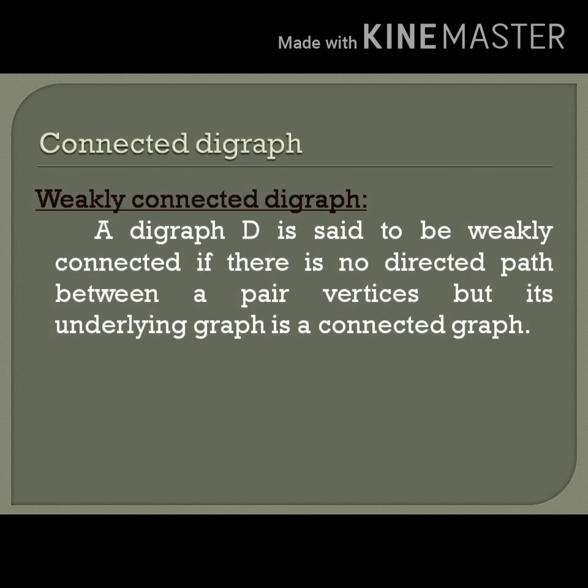The next type of connected graph is weakly connected digraph. A digraph D is said to be weakly connected if there is no directed path between some pair of vertices but its underlying graph is a connected graph. It must be a connected graph, but there is no directed path between every pair. There is a connection, it is directed, but not every pair is connected with a directed path. So this type of graph is called a weakly connected digraph.